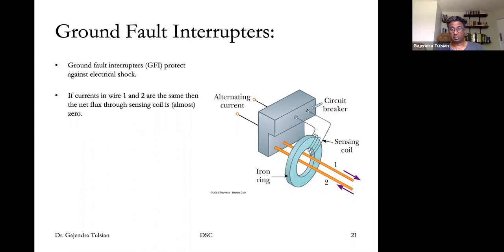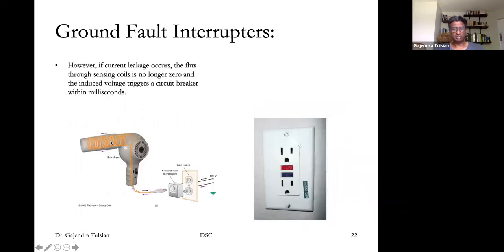And so this is the sensing coil. The net flux through this thing is 0, and there's no current through this thing. Okay. Now let's say something like this happens. So you're using a hair dryer or something, and one of the wires gets frayed, and instead of the two currents being equal, some of the current leaks out through the body of the hair dryer through you to the ground.